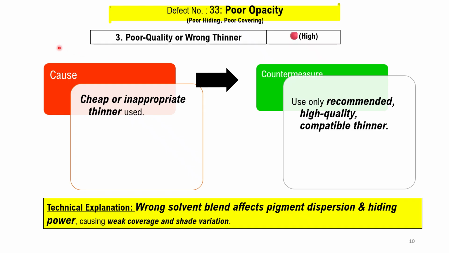It is poor quality or wrong thinner. That is, cheap or inappropriate thinner used. Wrong solvent blend affects pigment dispersions, thus hiding power, causing weak coverage and shade variation. Therefore, use only recommended high quality compatible thinner.